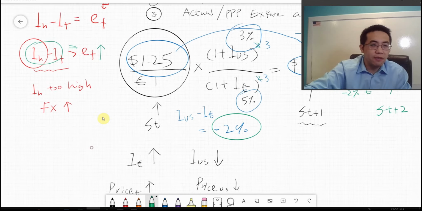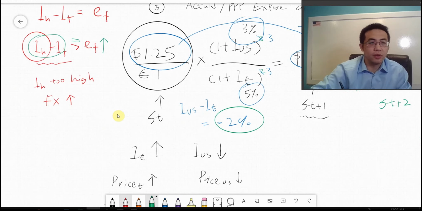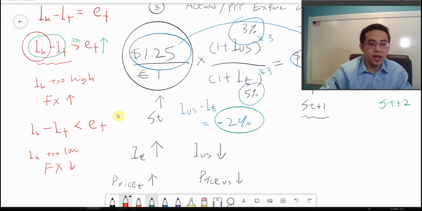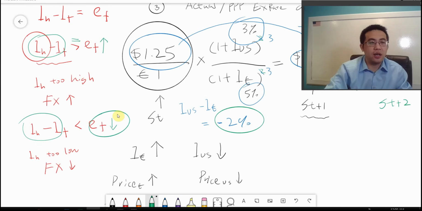All right, so let me give you another situation. What if the home country has an inflation that is too low compared to the change of the foreign exchange? When the home inflation is too low, that means the home currency will appreciate, and the foreign exchange will depreciate. So the right-hand side will go down with the depreciation of the foreign exchange. So eventually, this side and this side will converge.